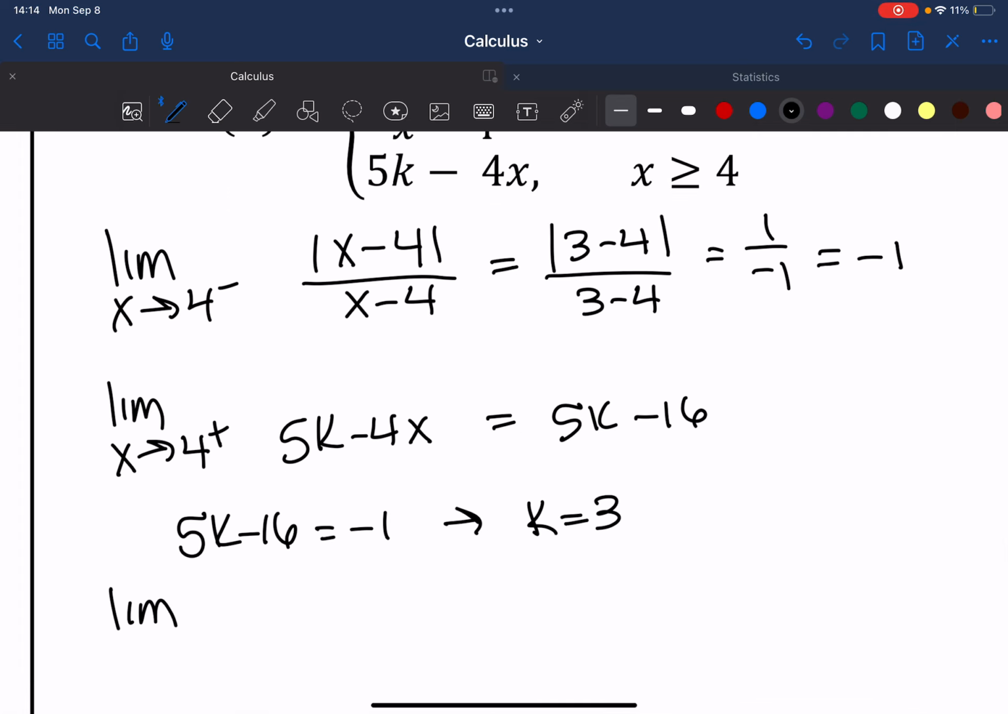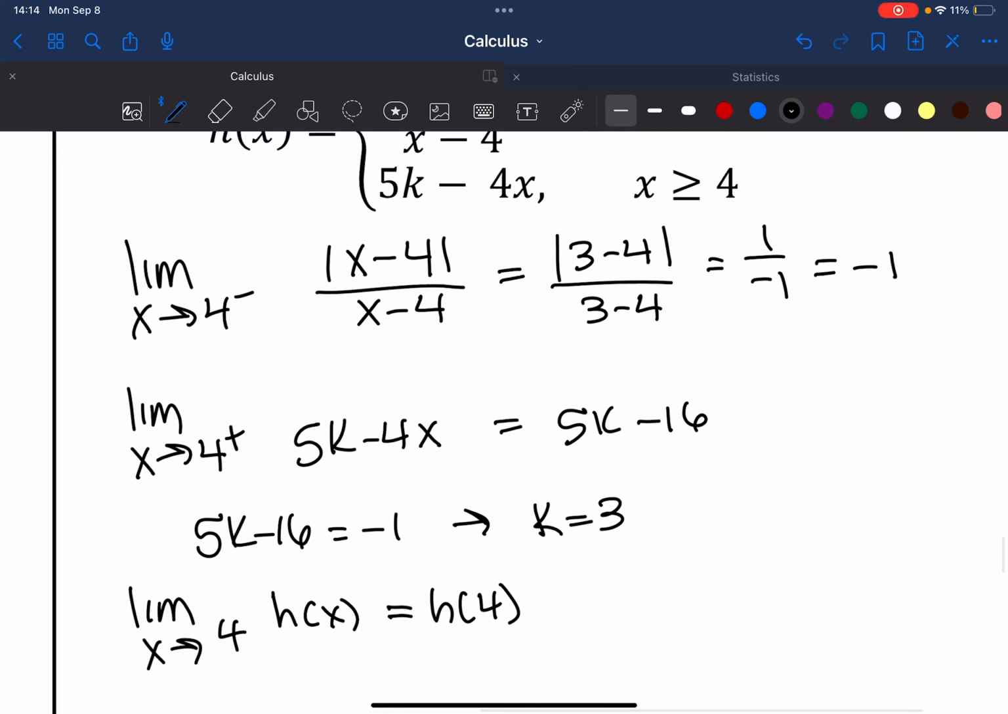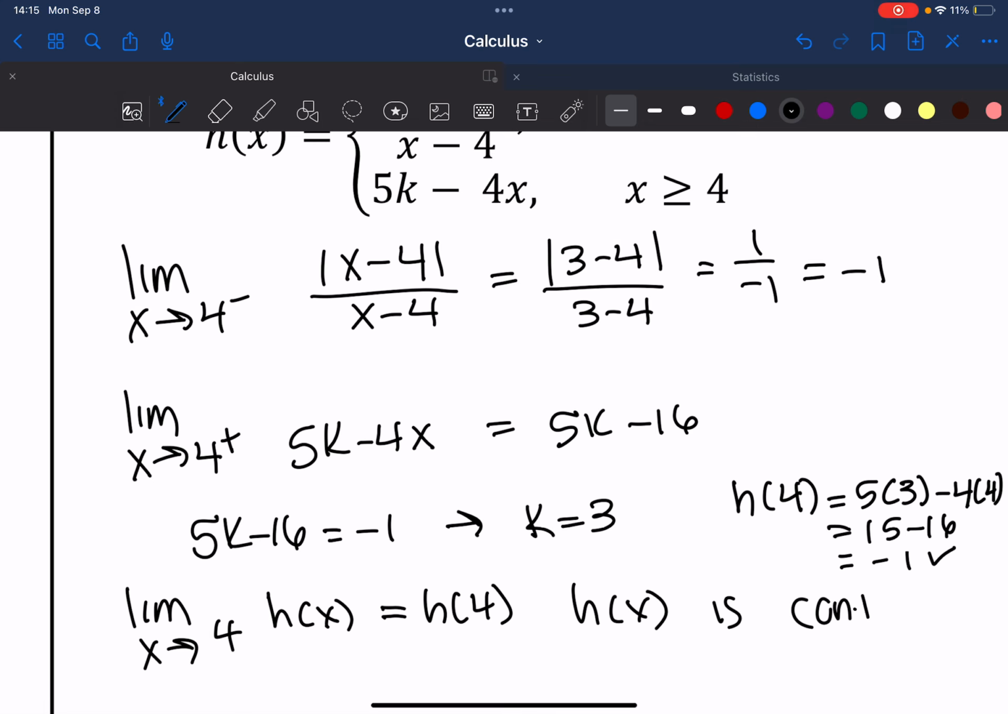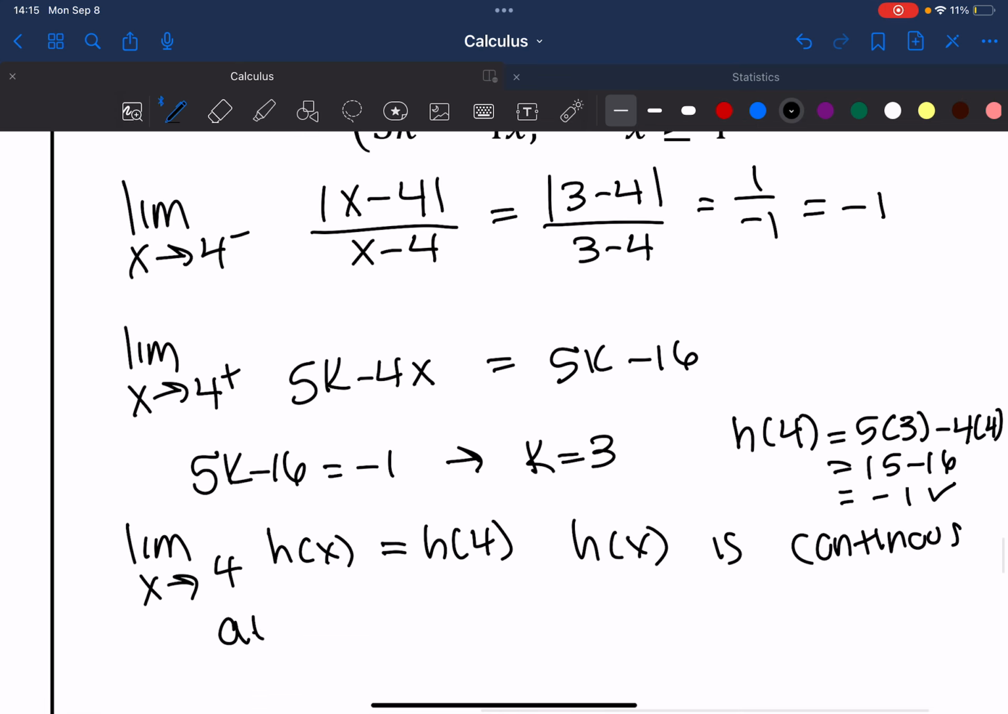So that means the limit as x approaches 4 of h of x has to be equal to h of 4. And again, if I was to plug in h of 4, I would be using 5k minus 4x. So h of 4 is equal to 5 times k, which is 3, minus 4 times 4. This is 15 minus 16, which is negative 1, so that's true. So h of x is continuous at x equals 4 if k equals 3.